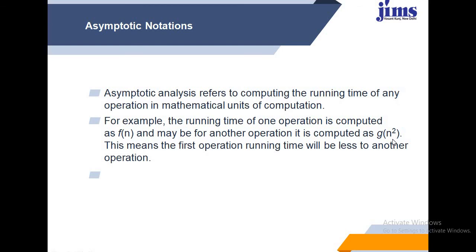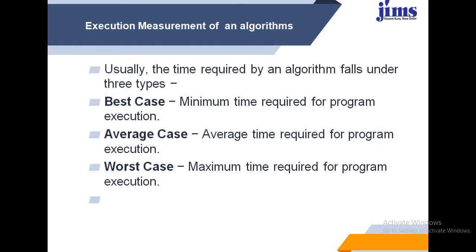So which one is faster? तो f of n and operation is computed is g of n. So first operation will be less to another operations. Usually the time required executions measurement of an algorithm. So we have three cases. Best case means minimum time required.